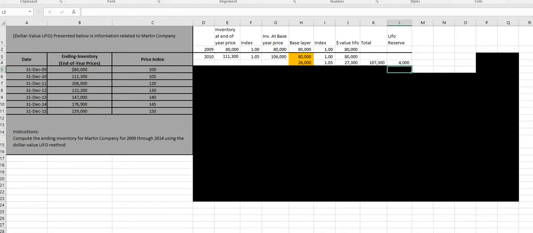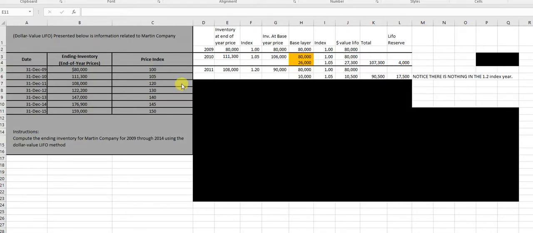So now let's go on to 2011. Okay, in 2011 I have 108,000 at a price index of 1.2. So I take the 108,000 divided by 1.2, so I get 90,000. That is made up of 80,000 of this level and 10,000 of the next level. So notice it's gone down. This is going to become important in just a second.